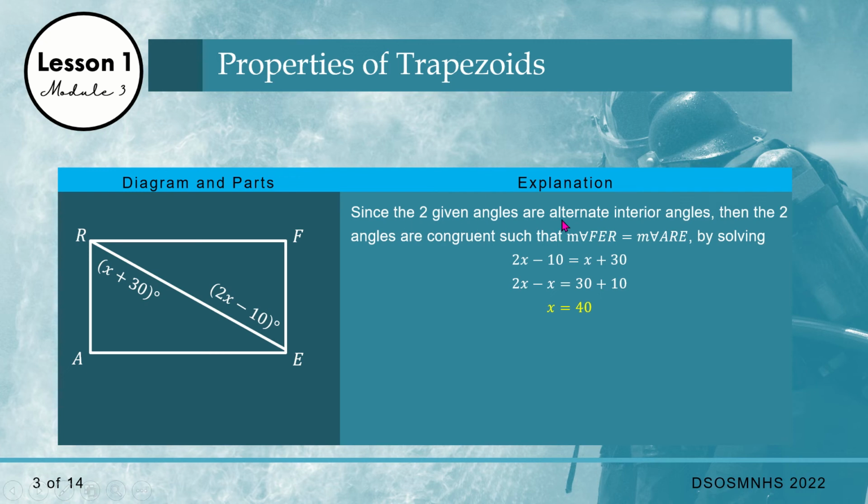Since the two given angles are alternate interior angles, then the two angles are congruent, such that the measure of angle FER, the upper right side, is equal to the measure of angle ARE, which is the upper left angle. So by solving algebraically, since the two angles are congruent, they are equal. So therefore, their given expressions are equal. 2x minus 10 is equal to x plus 30. Then grouping of variable x, so 2x minus x.